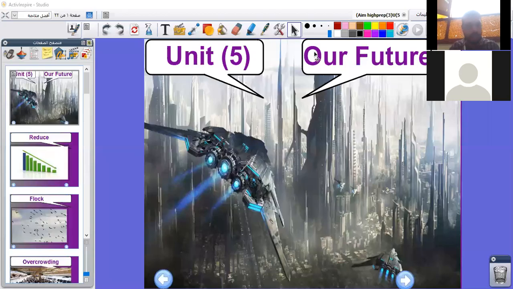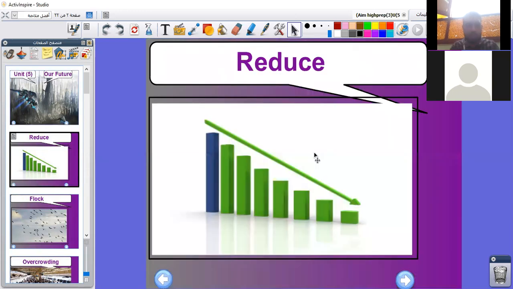Okay, let's start. Today we are going to take Unit 5 from the MHI curriculum. The title of the unit is Our Future. Now for the first word: reduce. Reduce means to make something smaller.